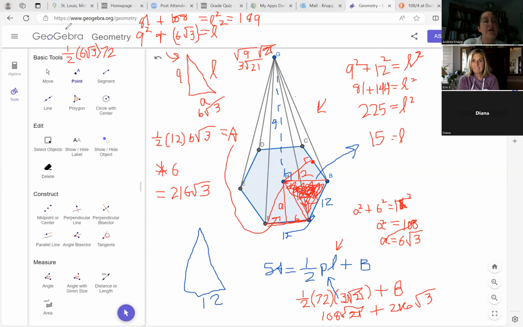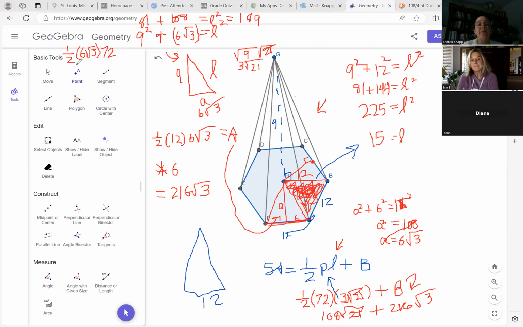We have, that's times 6. There's your 108. Wait, how did you get 108 from that? Well, no, that's going to be your 216. So the area of the base that we found right here, we found it by finding the area of just one of the triangles and taking it times 6.